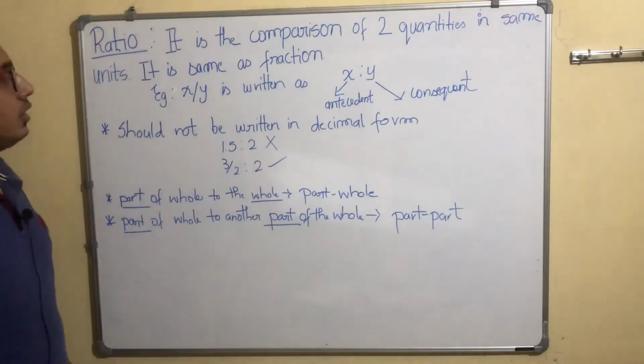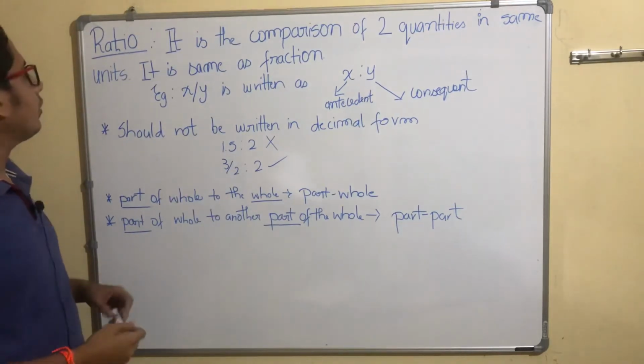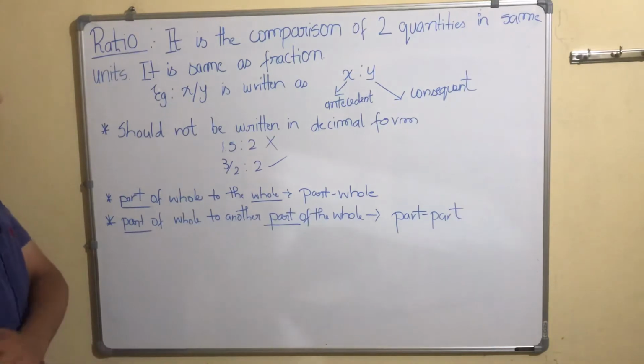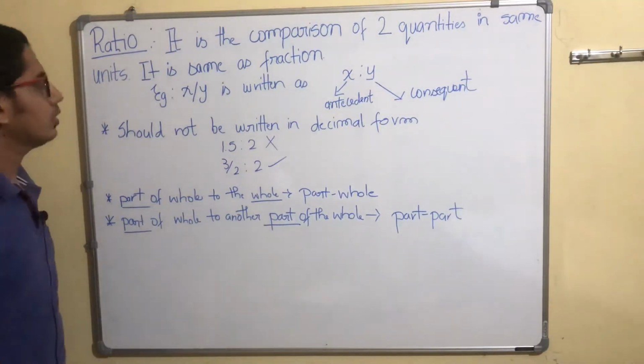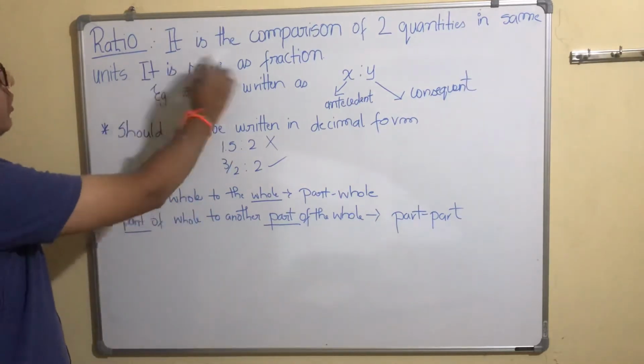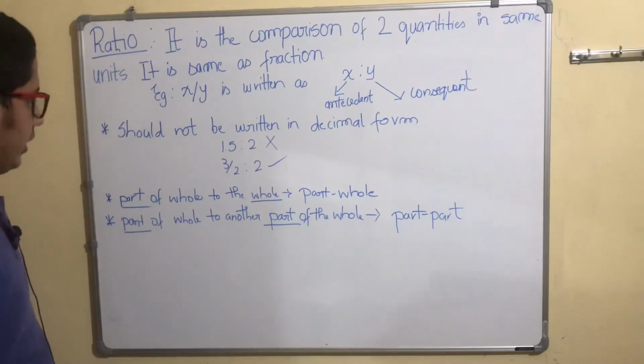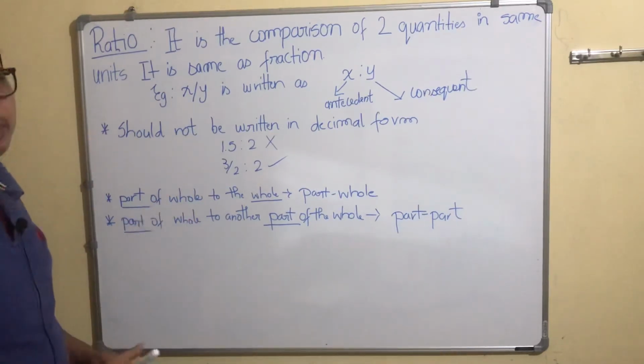So hello everyone. Let's begin with the topic of ratio and proportions. First we'll see what a ratio is, then move towards proportion, then we'll solve the questions asked in various competitive exams. I've written the definition. A ratio is the comparison of two quantities in the same unit, that is, the unit of measurement should be the same.